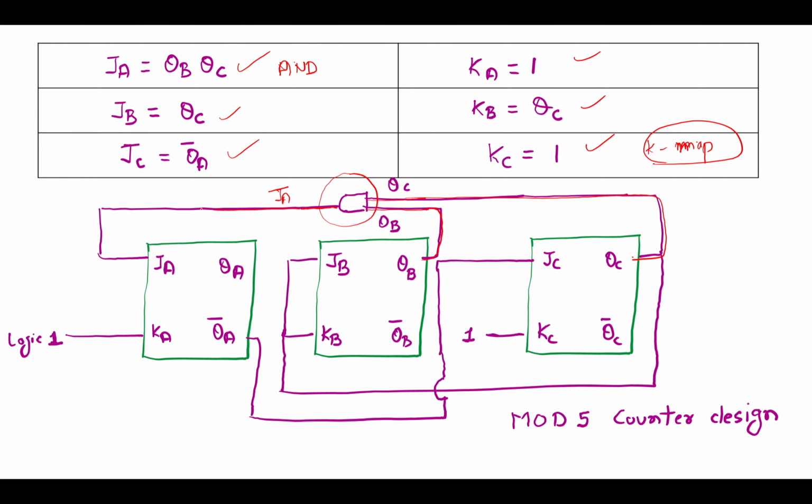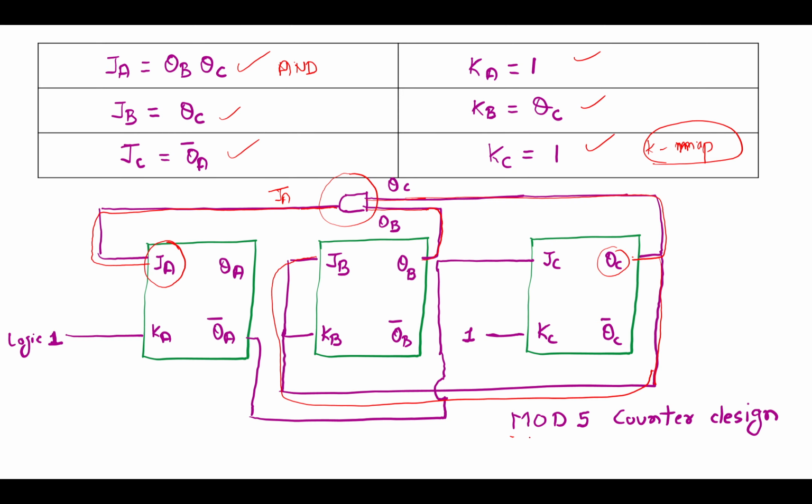So you connect this J value from here, because this is J, you have to connect here. Okay, and JB value is QC. So QC value is here, because QC value is here. So that means this JB value you have to connect here. Okay, that is the only connection. This is not a complicated task.